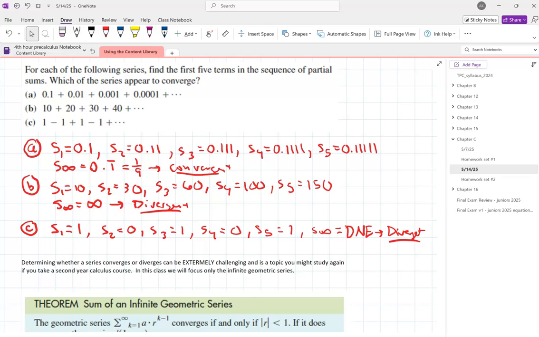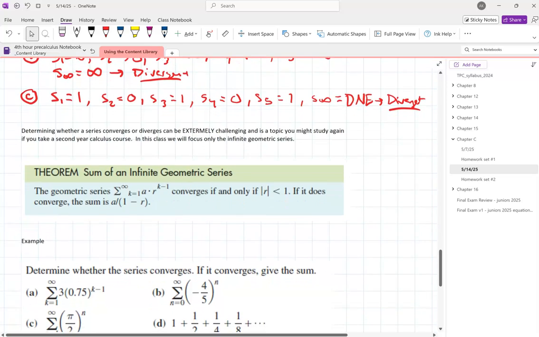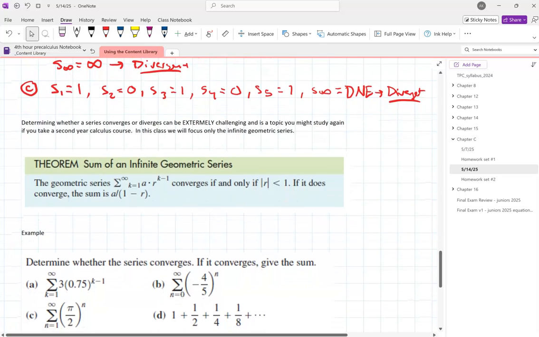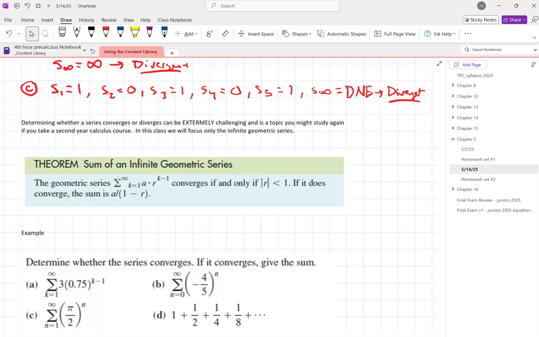Okay? And to tell if a geometric series converges or not, all we have to do is look at the value for r. If the absolute value of r is less than 1, i.e. r is between -1 and +1, the series is convergent. Anything else, the series diverges. Everybody okay with that?